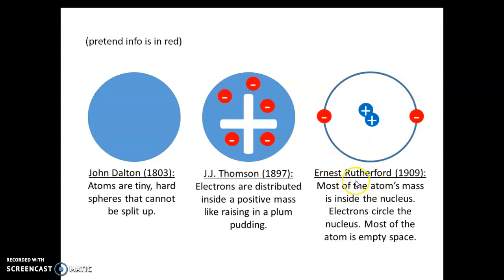Then along came Ernest Rutherford in 1909, who said that most of the atom's mass is inside the nucleus, and the electrons circle the nucleus, and most of the atom space is actually empty.